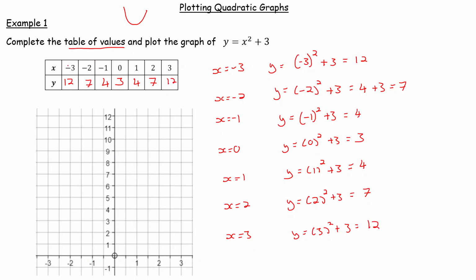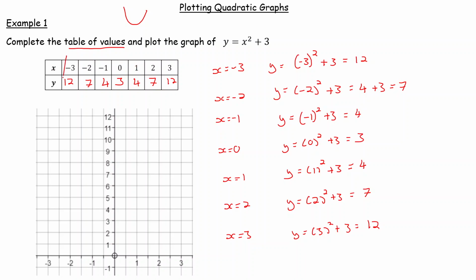So you can see, minus 3 we get 12, 3 we get 12, minus 2 we get 7, 2 we get 7. We have that kind of symmetry here because when you're squaring a negative number, it ends up being positive. So like here, minus 3 squared gave us plus 9, which is the same thing as doing 3 squared. And that's why we get that symmetry. Anyway, let's go and plot our graph now.